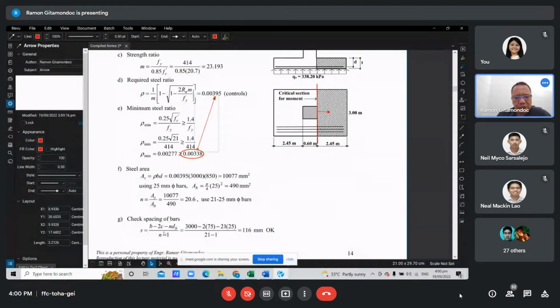Then we check the spacing. We have this formula for the spacing, where b is the width, c is the cover, n is the number of bars, and d b is the bar diameter. We get 116 mm. That is between 75 and 200, which is the desirable range of the spacing, so it is okay. Again, if the bars are spaced too close, then you increase the bar diameter. If the bars are spaced too wide, too far apart, then you can decrease the bar diameter.